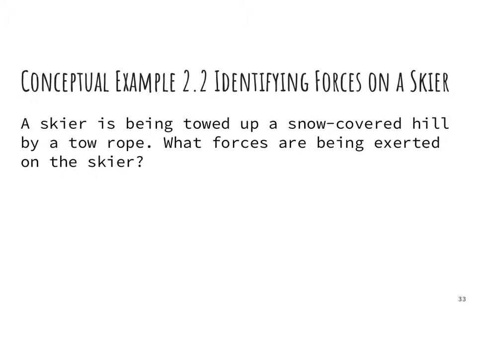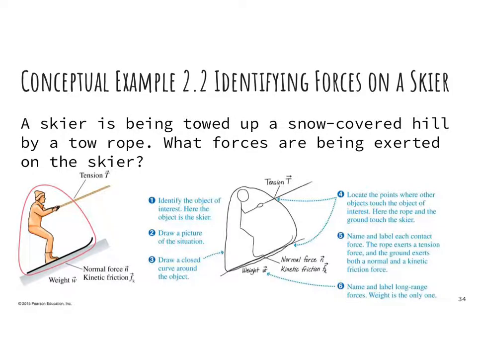One more example problem: identifying forces on a skier being towed up a snow-covered hill. If anyone's been skiing, there's often a tow rope on the bunny hill. Take a moment to draw the person going up the hill, pause the video, and see if you can identify the forces. If you correctly identified the forces, you would know that there's a tow rope providing a tension going up the hill, and then there is the weight of the person going down the hill.